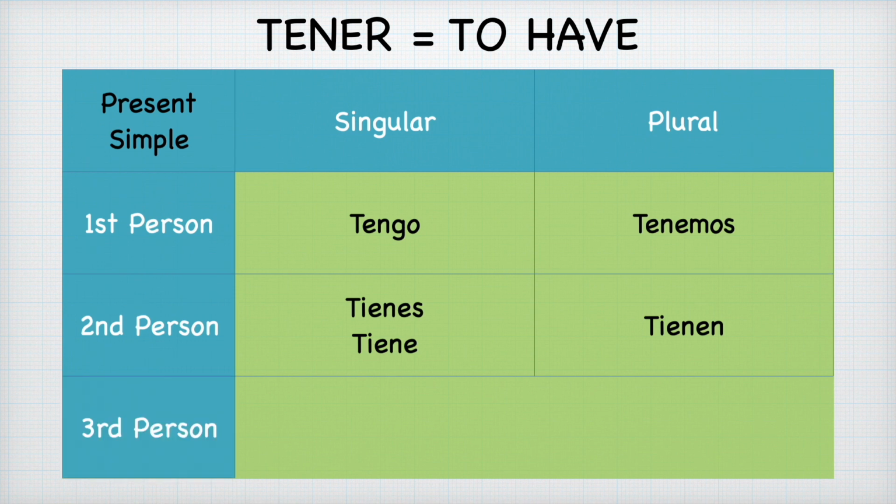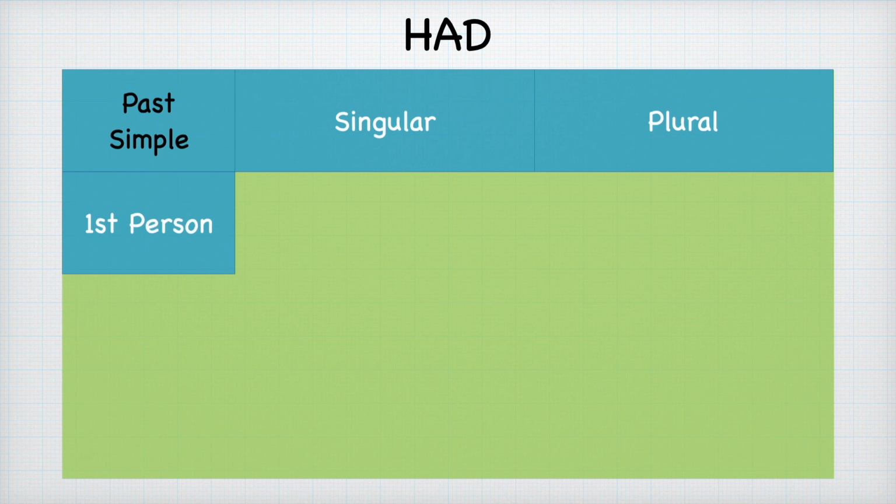In third person singular, we have tiene. Tiene means she has, he has, or it has. And in plural, we'll use tienen. Tienen. And that means they have. Now let's take a look at the past tense.